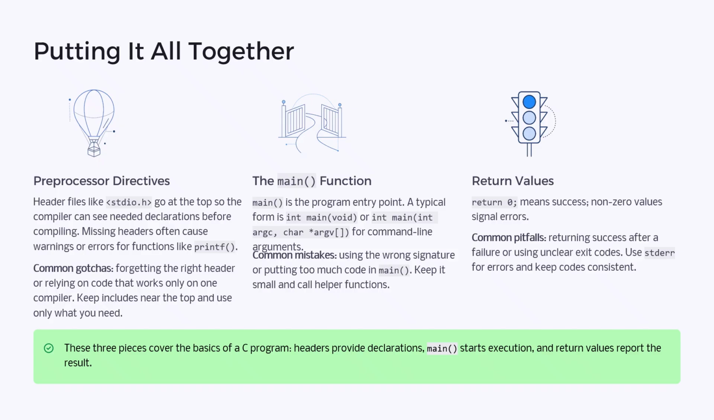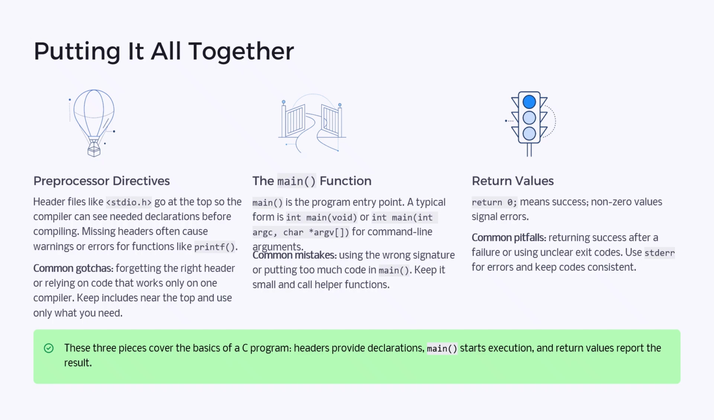Now putting it all together, preprocessor directives. Header files like stdio.h go to the top so the compiler can see needed declarations before compiling. Missing headers often cause warnings or errors for functions like printf. Common gotchas: forgetting the right header, or relying on code that works only on one compiler. Keep includes near the top and use only what you need. The main function. Main is the program entry point. A typical form is int main, or int main with int argc and argv for command line arguments. Common mistakes: using the wrong signature or putting too much code in the main function. Keep it small and call helper functions.